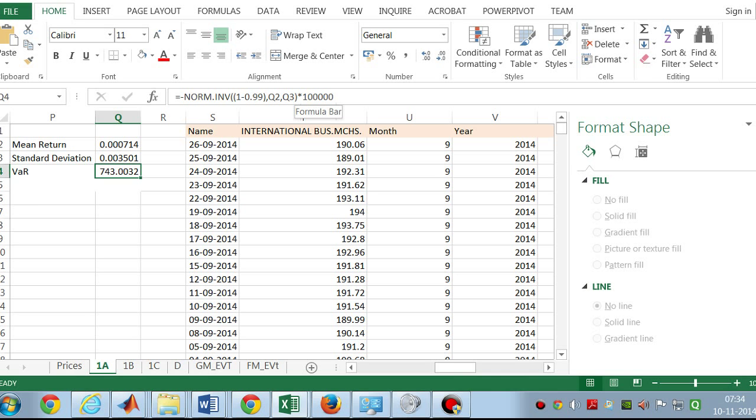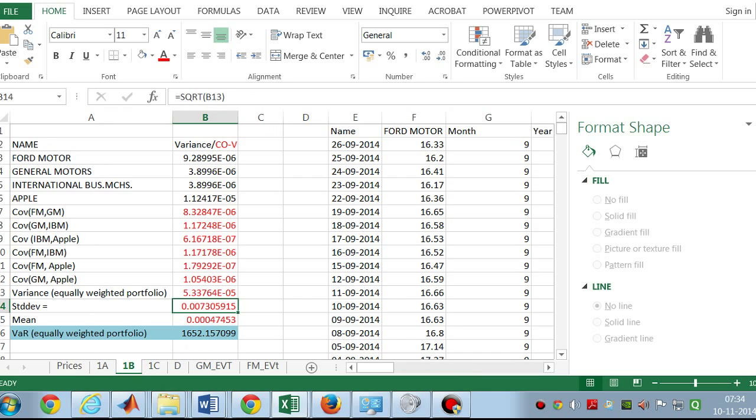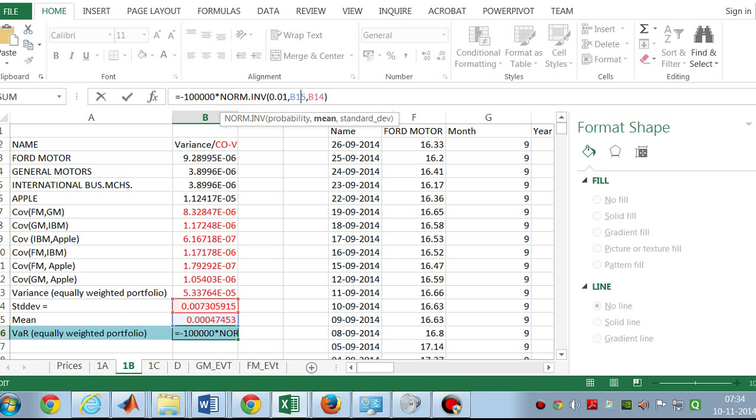So into the standard deviation into 10 to the power 5. So now we have again 10 to the power 5. We have this 1.01, which is the point 1 minus 0.99. B15 is the mean. Well, what is the mean? It's the weighted average of all means. So since it's equally weighted, it's the simple average of all means. We have got the standard deviation, which is the square root of the variance, which we have obtained by summing up the variance and twice the weighted covariance.